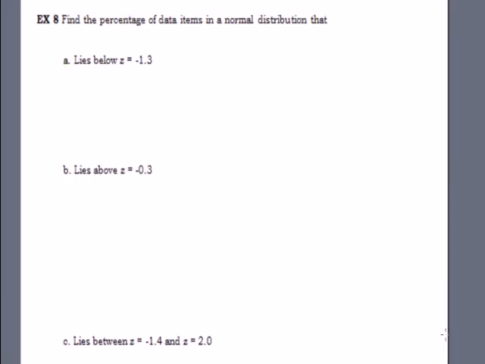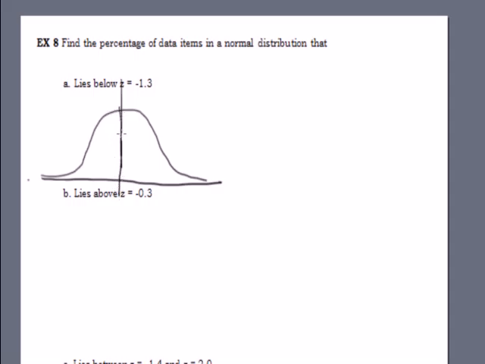In example 8, we're asked to find the percentage of data items in a normal distribution that lie below a z-score of negative 1.3. So we can draw our little curve here. A z-score of negative 1.3 would be right here, and we're talking about this area right here. This is exactly what the table is going to tell us. So let's pull it up real quick.